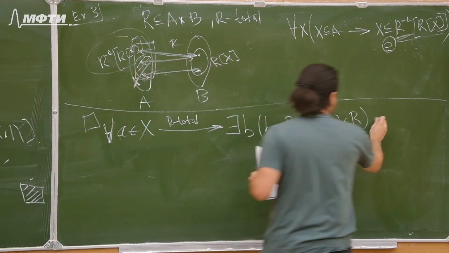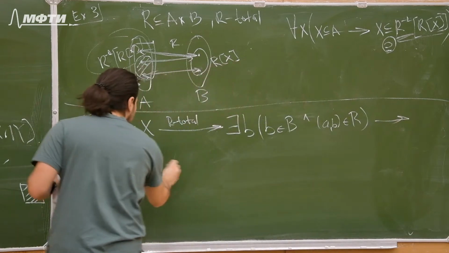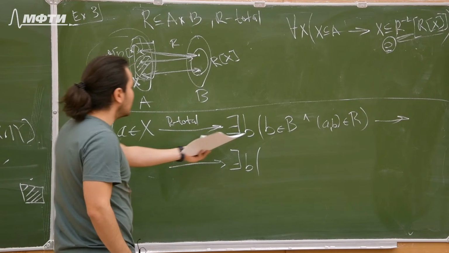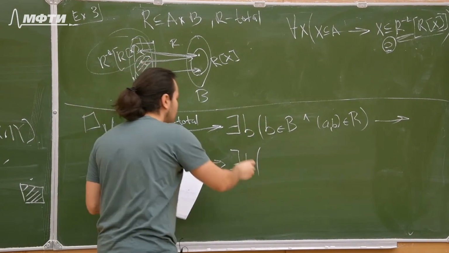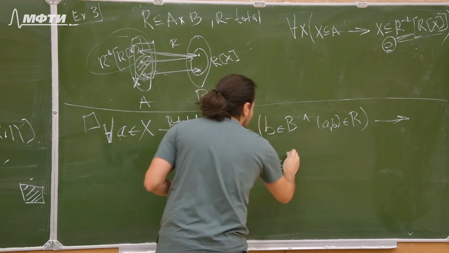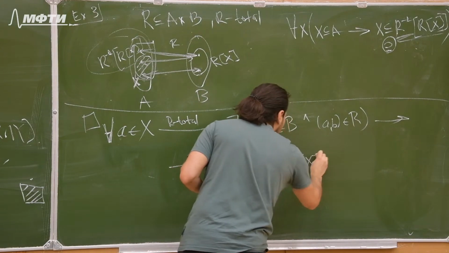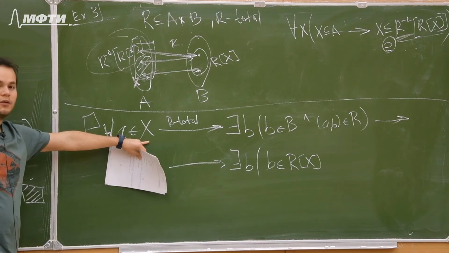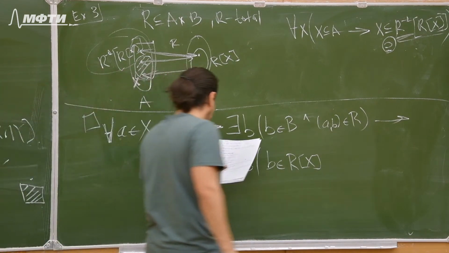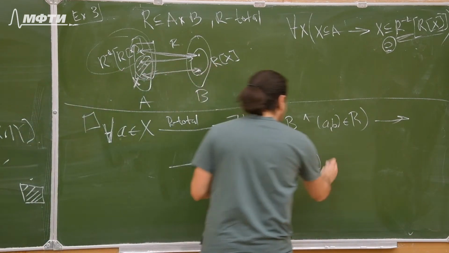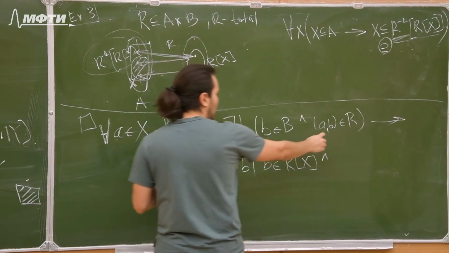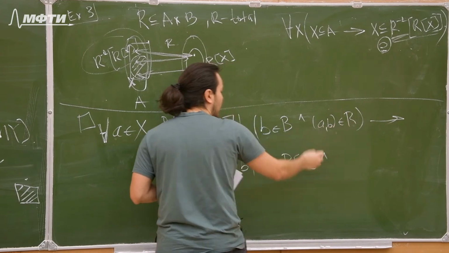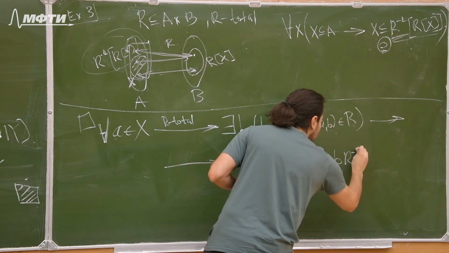So it means that there exists some B, and this B is not just an element of capital B, but B is an element of the image of X, since A is an element of X. And then A R B, or B R minus 1 A. So B R minus 1 A.